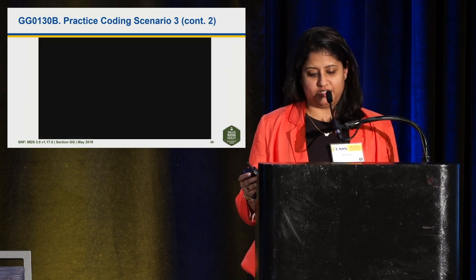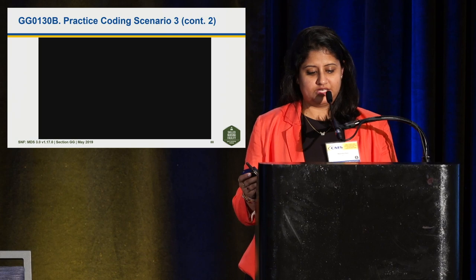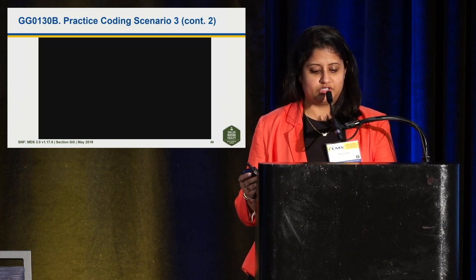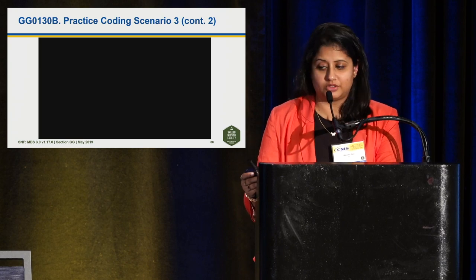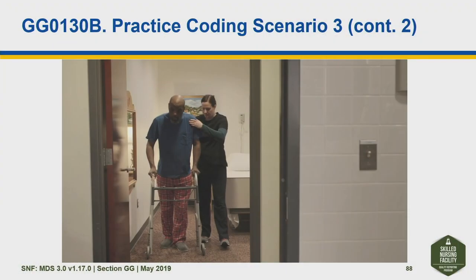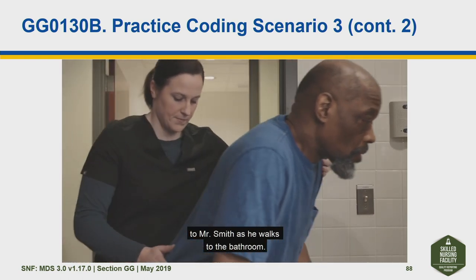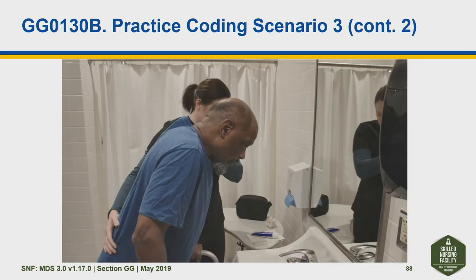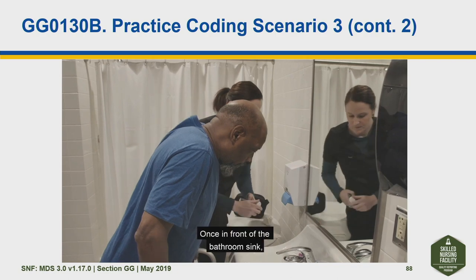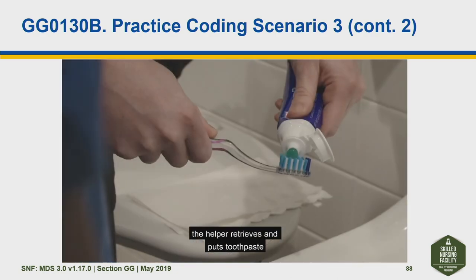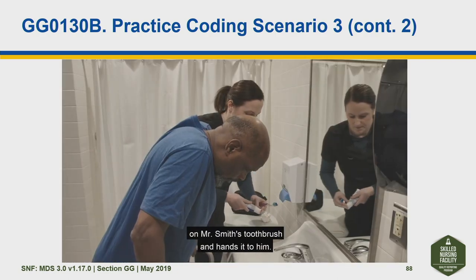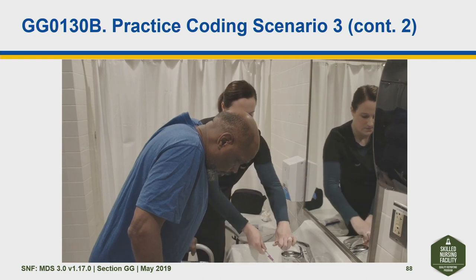Okay, we have another video, and this time we're going to review a second coding example of Mr. Smith's performance as he brushes his teeth, and we're going to use Slido to practice the coding. Here you see the helper providing assistance to Mr. Smith as he walks to the bathroom. Once in front of the bathroom sink, the helper retrieves and puts toothpaste on Mr. Smith's toothbrush and hands it to him.